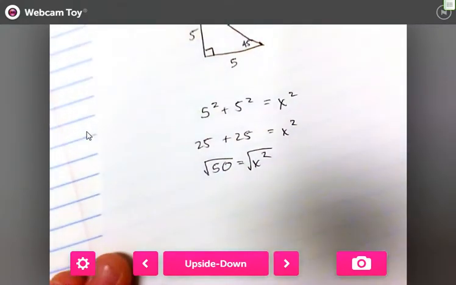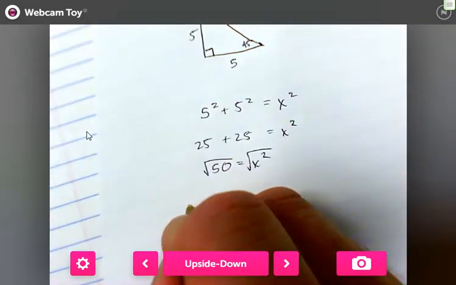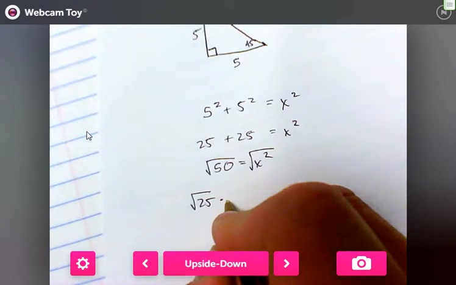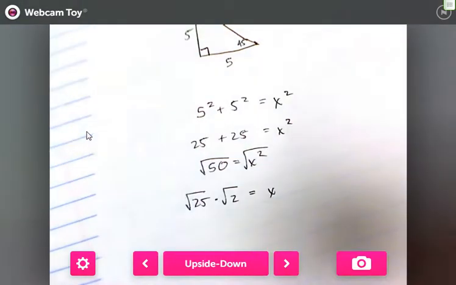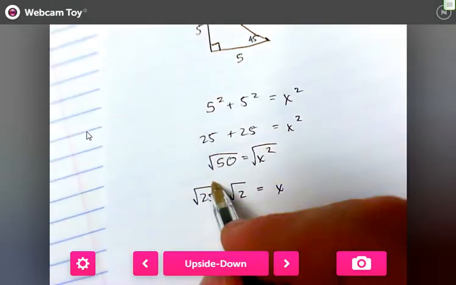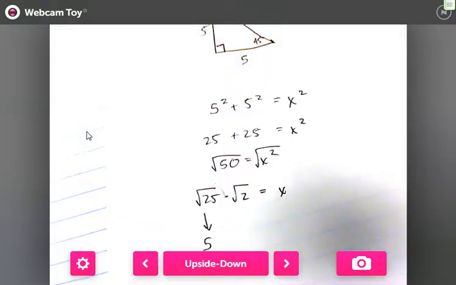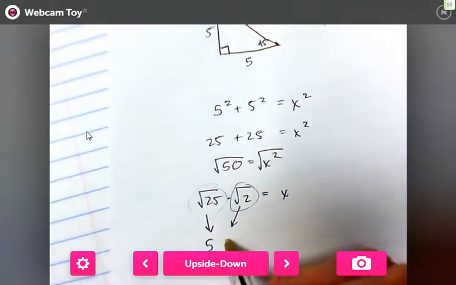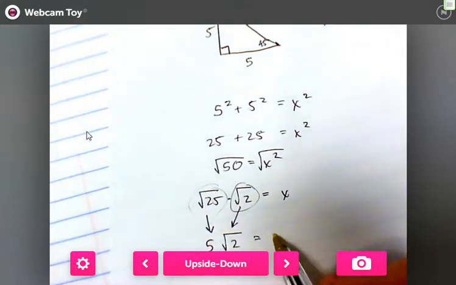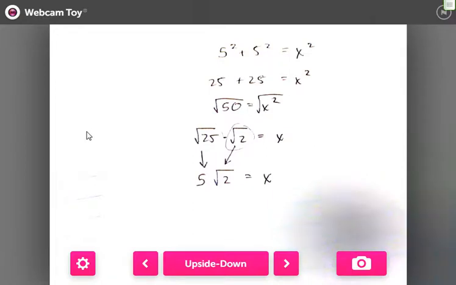And is there a perfect square that goes into 50? 25, right? So we'd have the square root of 25 times the square root of what? 2. Good. Equals x. All right, so this one we can simplify. We're going to simplify that down to 5, because the square root of 25 is 5. And this one we can't simplify, so it stays as root 2. And so we have 5 root 2 is equal to x.